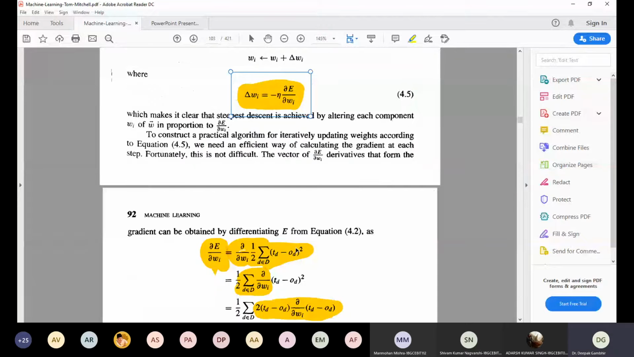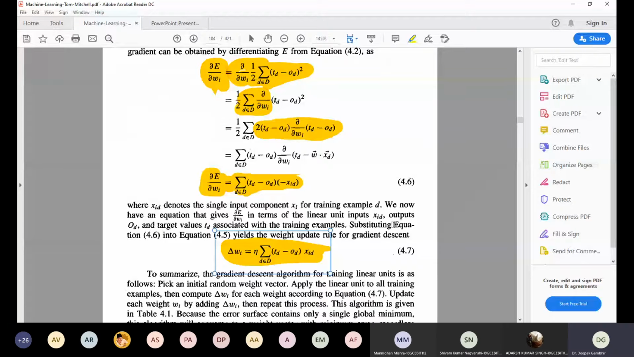By solving this, we get the change in weight as eta times t minus o into xi. This is the same as the perceptron learning rule, in which this summation is not present, and the rest is all the same. That is eta times t minus o into xi, which we learned previously. So this is the same thing.